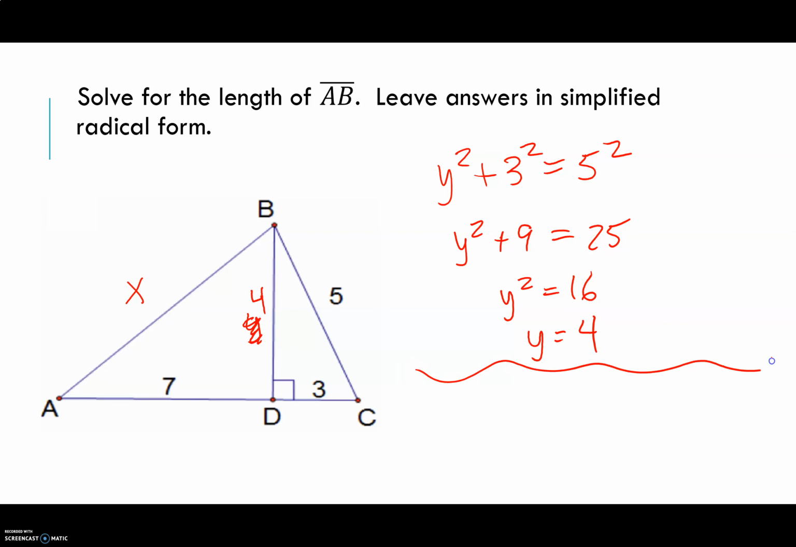Once you have 4, you can then redo Pythagorean theorem again. 7 squared plus 4 squared equals x squared, and then go through the process of solving. We'll continue this in a future video.